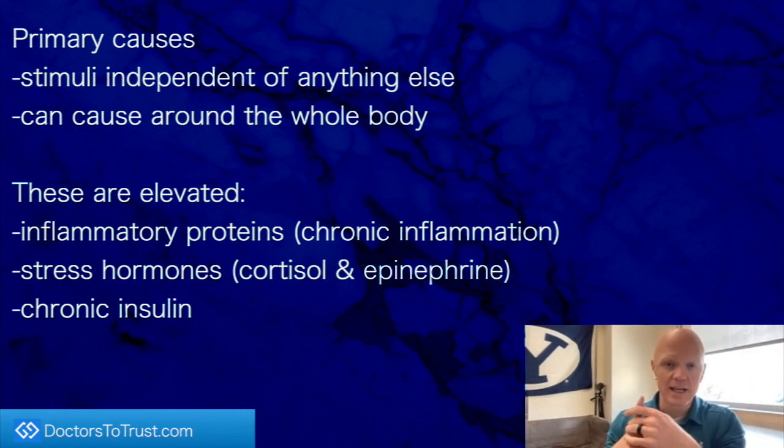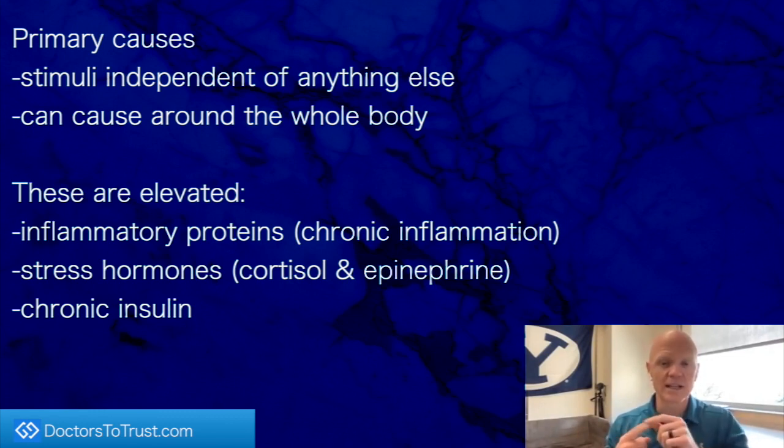And that is elevated levels of inflammatory proteins, so inflammation, elevated levels of stress hormones, and that's cortisol and epinephrine, and then lastly, chronically elevated levels of insulin. So inflammation, stress, and insulin. Now, inflammation and stress are so widely thrown around these days. In pop culture, everyone wants to blame everything on stress or blame everything on inflammation. And so I'm being very careful using those words.